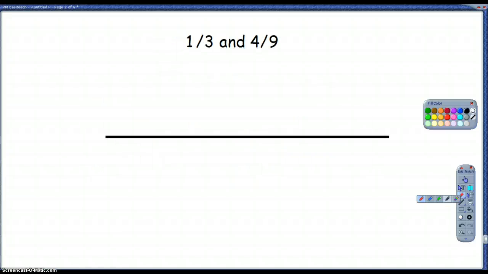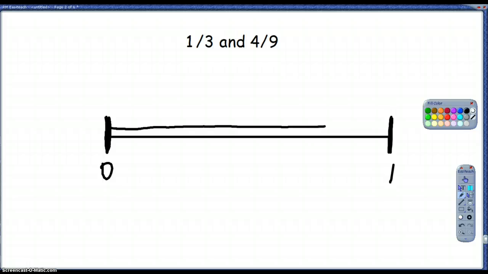Now the next one we can use is a number line, and a number line goes from 0 to 1 when we're working with fractions because 1 is the whole. So this represents the whole amount we have. Whenever I have a number line, I like to make it a thick number line, and it helps me see the picture as I'm making my number line.